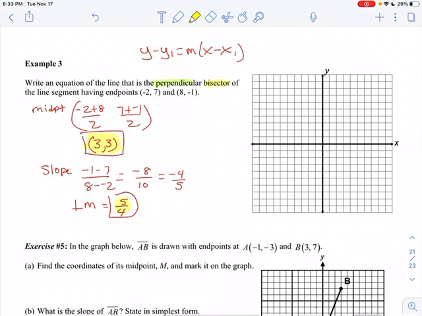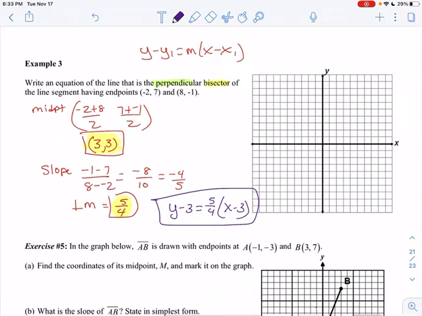So you are going to take your midpoint and your perpendicular slope and write your equation. So y minus 3 equals my slope 5/4 times x minus 3. And that's it. That's my answer. So it's writing an equation of a perpendicular bisector.